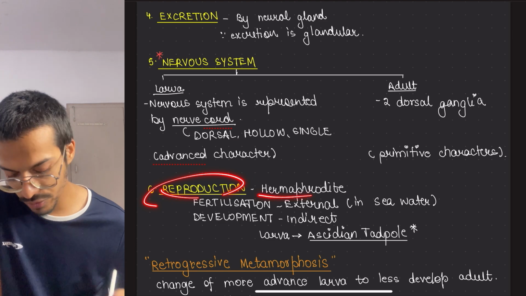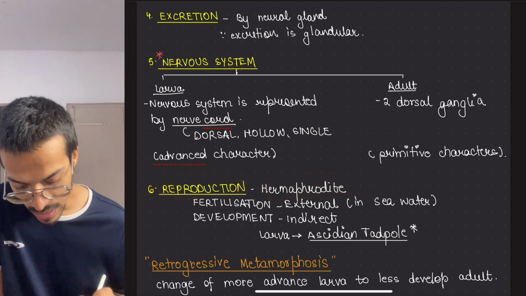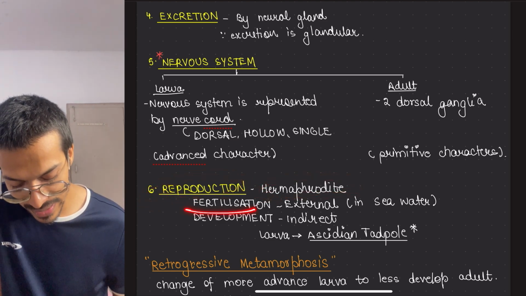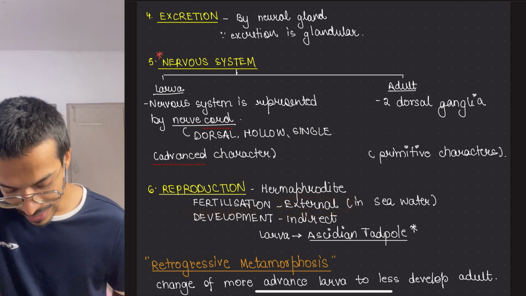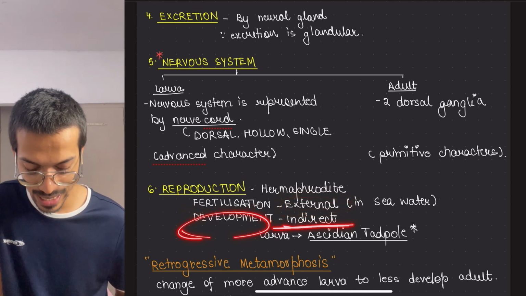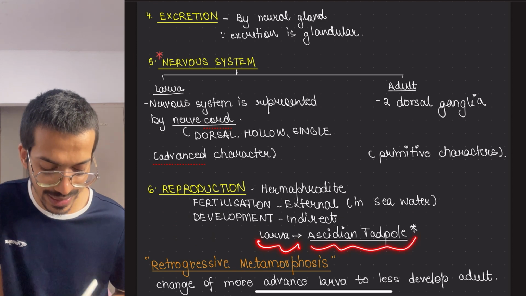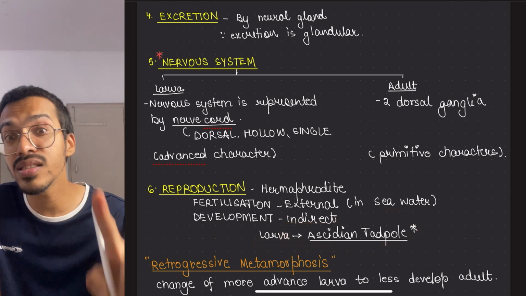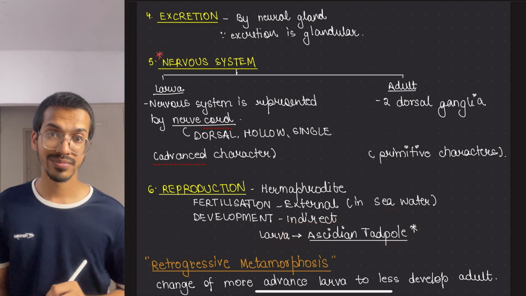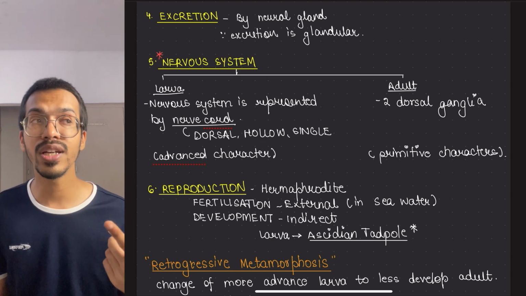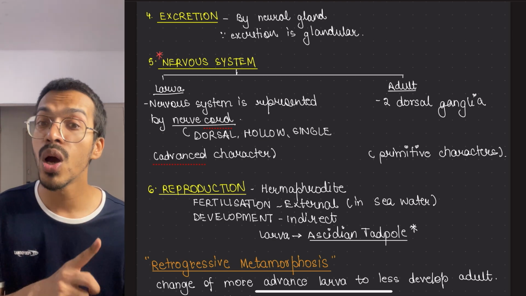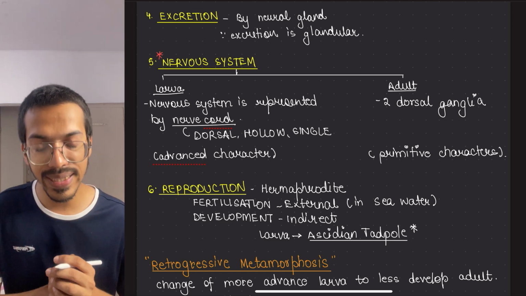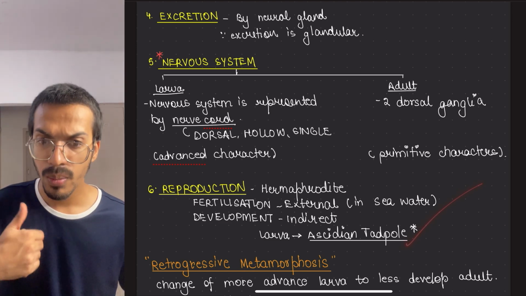Reproduction: they are hermaphrodite, meaning monoecious, but fertilization takes place in the external environment, and cross fertilization takes place in them. Development is indirect. They have a larva called the Ascidian tadpole, meaning the larva is movable also. So now you understand that we can't say this is sessile, because the larval stage is moving, right? So there the larva is more advanced.